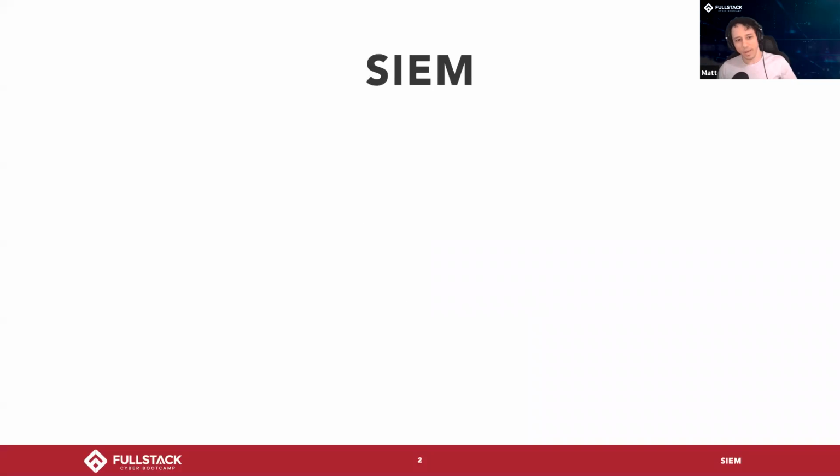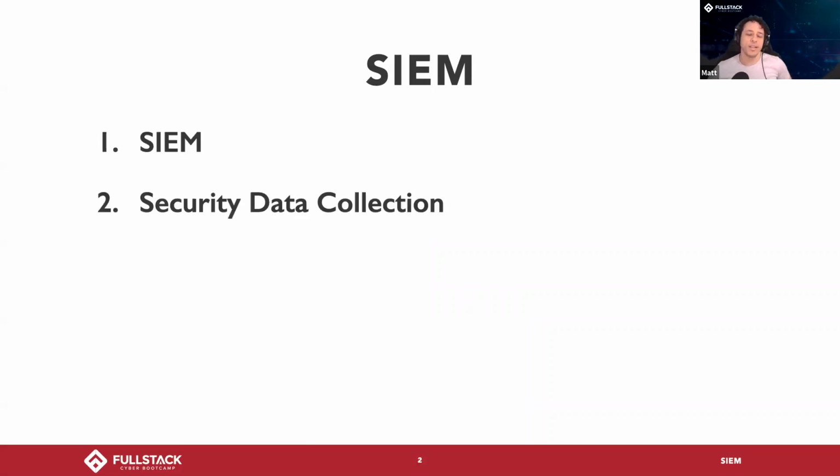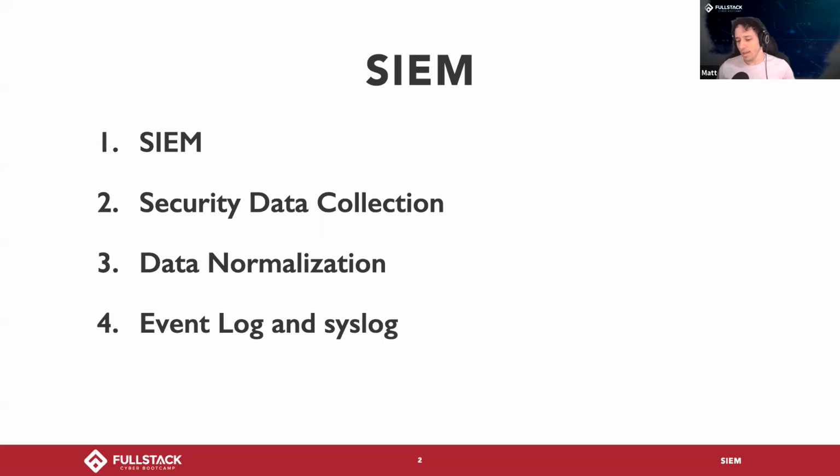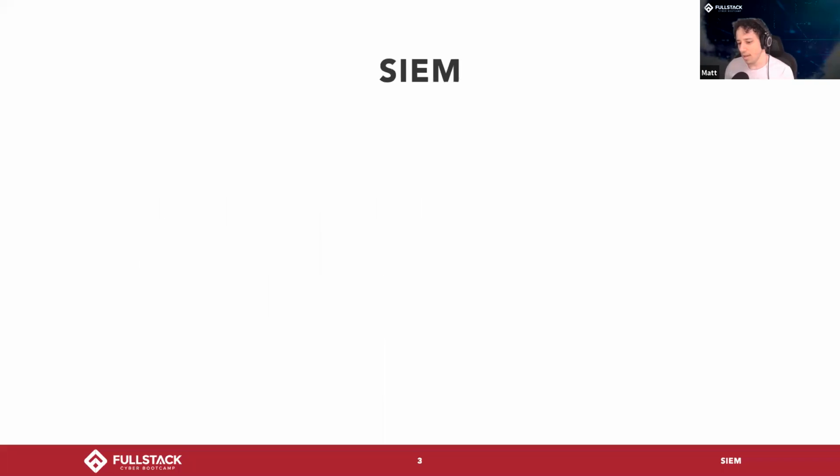So what are we talking about? We're talking about what a SIM is from a high level. We're talking about how we collect security data and all kinds of data in general. Talk about how we normalize that data so that we're able to actually perform analysis and keep records. And we'll talk about the two major types of logs. These are just two major ones: event logs and syslog.